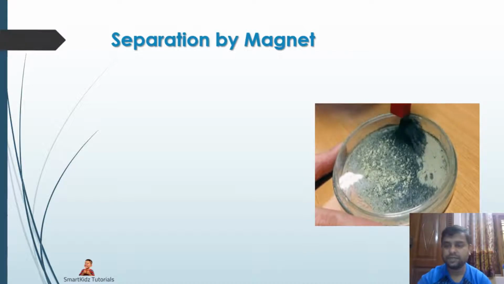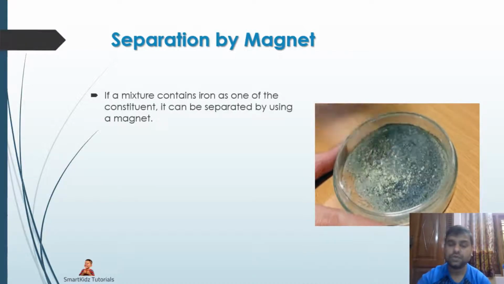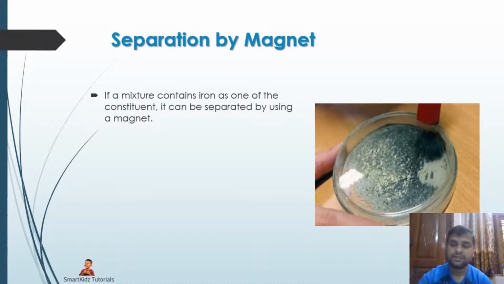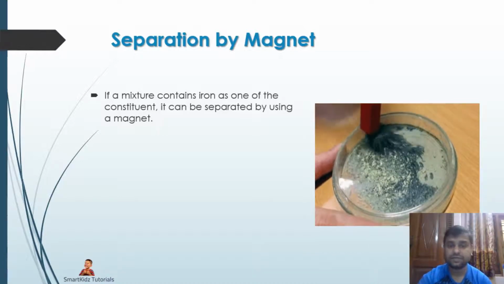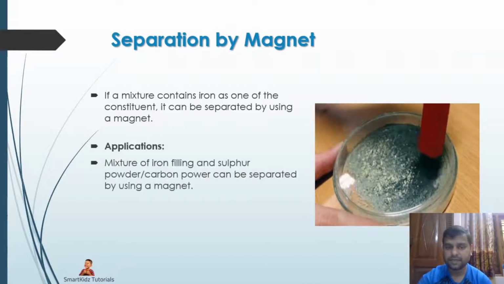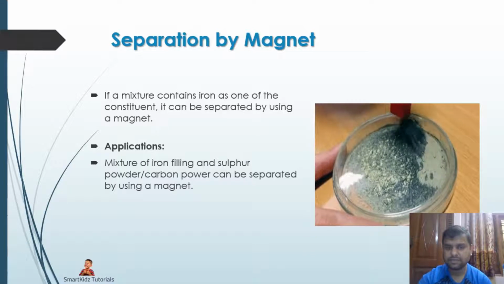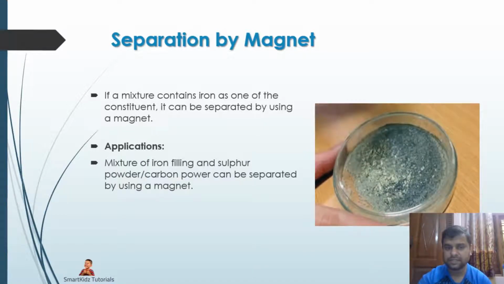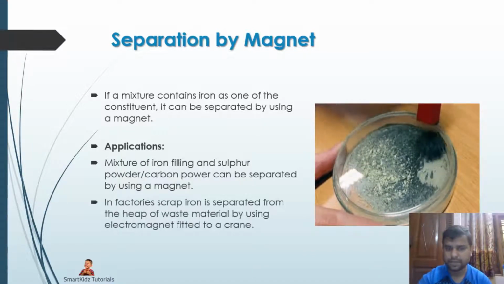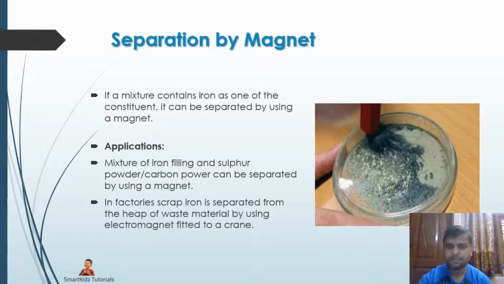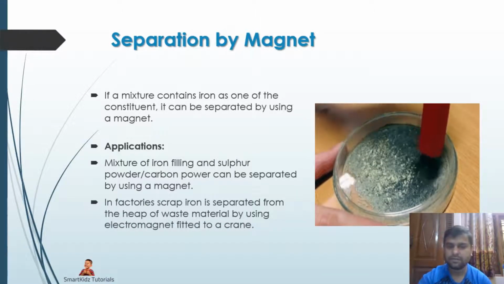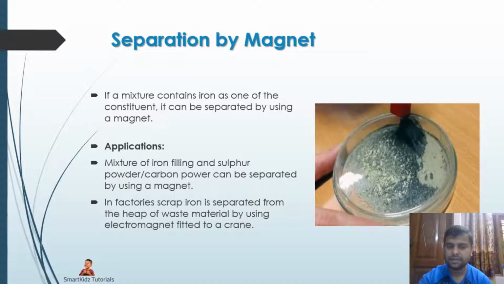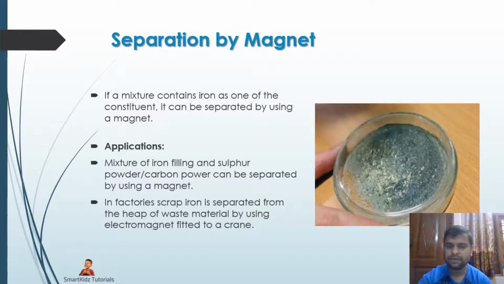In this way we can separate out two mixtures, where one mixture is attracted towards a magnet, and this can be used for separating out iron filings and sulfur powder or carbon powder. In factories, scrap iron is separated from a heap of waste material by using an electromagnet fitted to the crane.